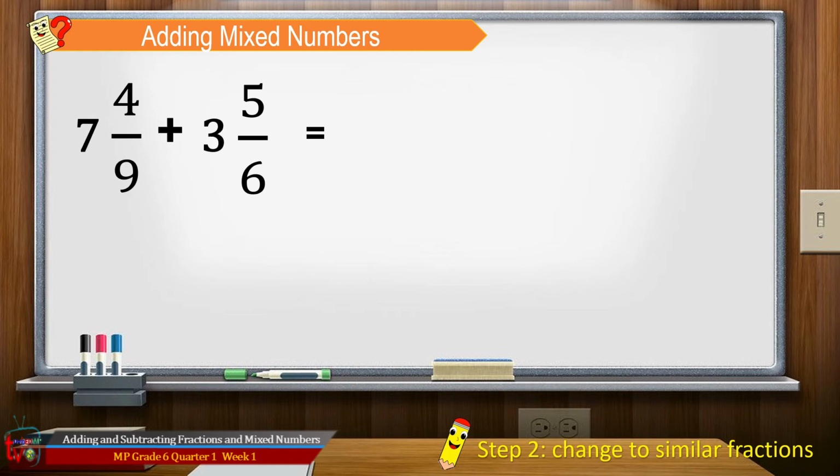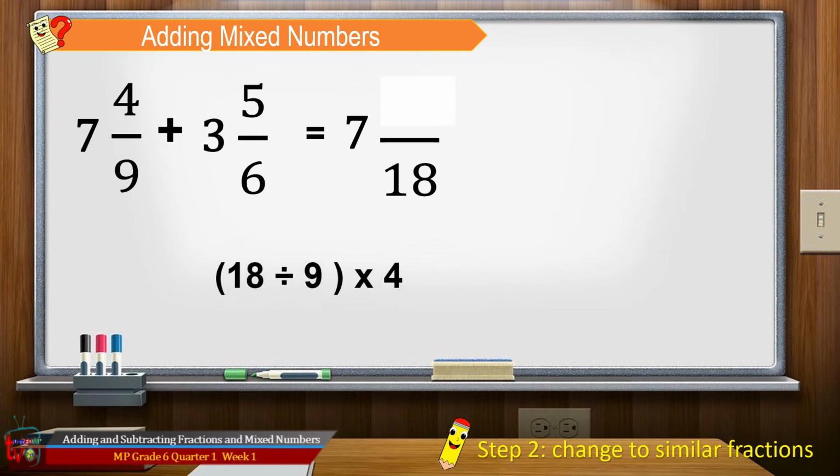Let's start first with 7 and 4/9. Remember, our least common denominator is 18. So all we have to do is to copy 18 as our denominator, same as through with a whole number. After which, we divide 18 by 9. Then, multiply it by 4. Our numerator now is 8. So the equivalent fraction of 7 and 4/9 is 7 and 8/18.